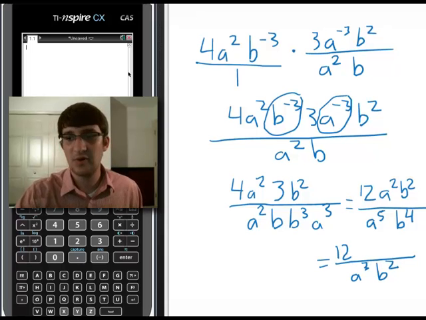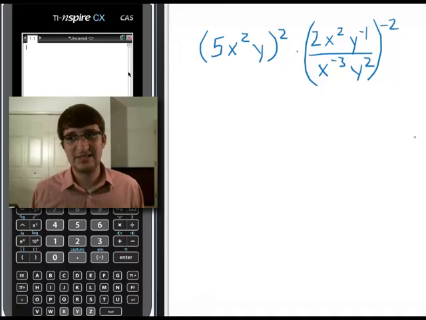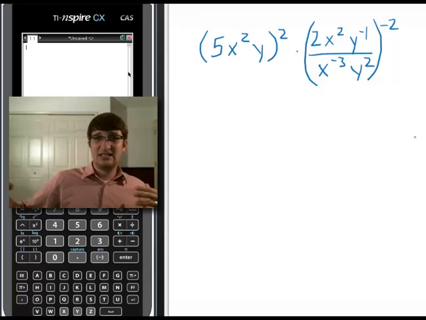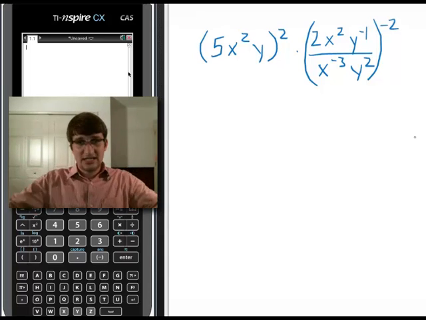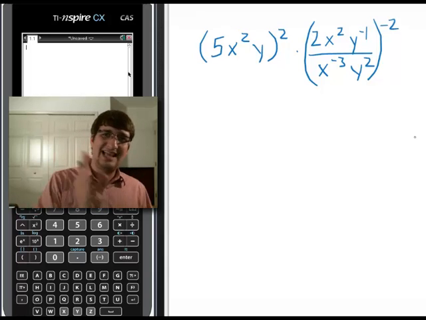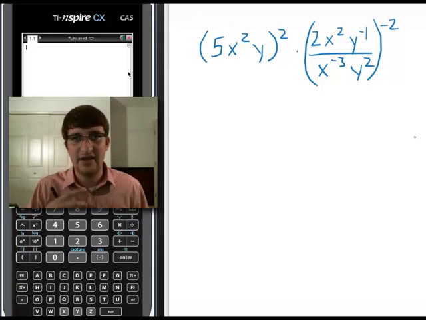Okay. Let's try one more problem. Last problem that I want to try is this one. It's kind of a nasty one. All right. Now, when we start having these exponents, everything raised to an exponent with parentheses and stuff, what I like to do before I even start doing what we did last time is distribute those in first before we start moving the negative exponents, okay?